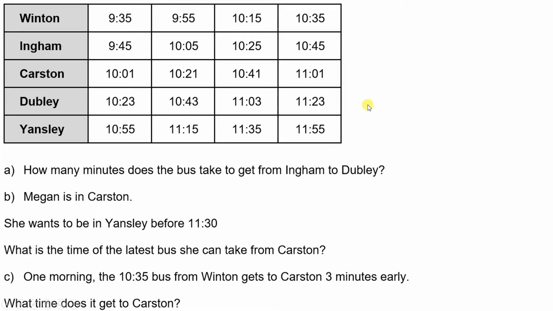How many minutes does the bus take to get from Ingham to Dudley? So there's Ingham, there's a 9:45 bus, and there's Dudley. It gets there at 10:23. So we need to work out the difference in time between 9:45 and 10:23. Well, if it starts at 9:45, there's 15 minutes until 10 o'clock, and then another 23 minutes after 10 o'clock. So if we add those together, we get the total time it takes, which is 38 minutes.